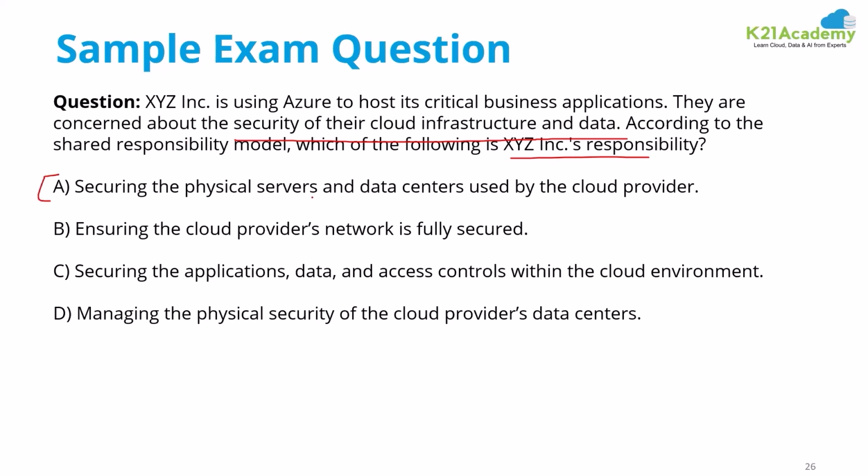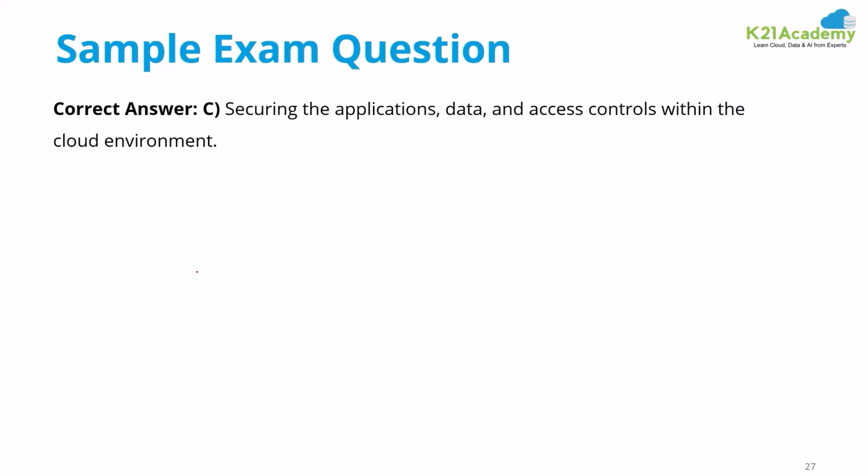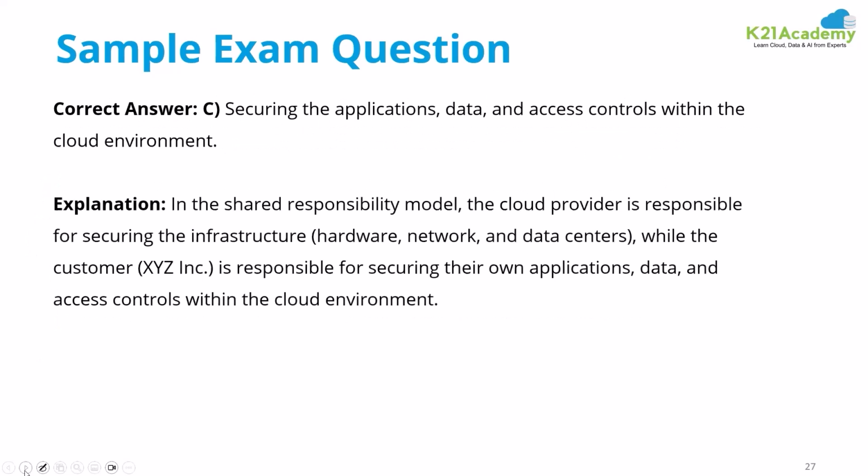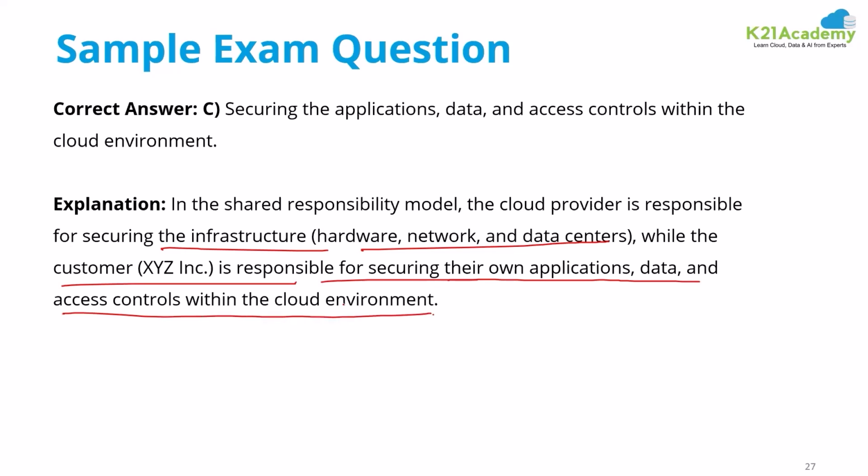The options are: securing the physical server and data center, ensuring that the cloud provider network is fully secured, ensuring the application data and access control within the cloud environment, and managing the physical security of the cloud provider's data. So which one comes under the shared responsibility model for the XYZ company when they are using their solution over the cloud? The correct answer is actually C. The explanation is that in the shared responsibility model, the cloud provider is responsible for securing the infrastructure, hardware, network, and data center, while the customer is responsible for securing their own application data and access control within the cloud environment.